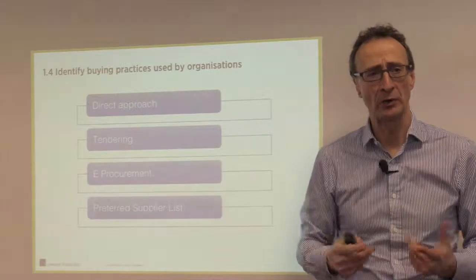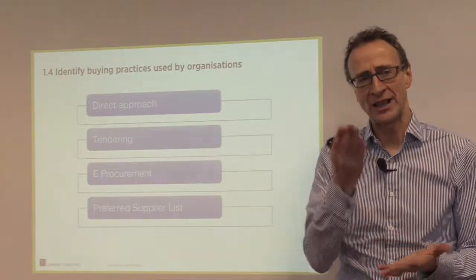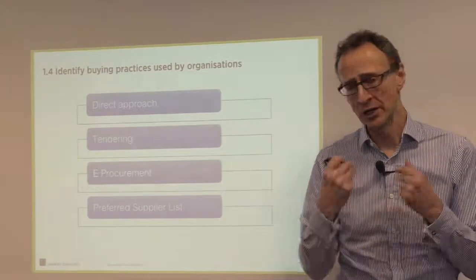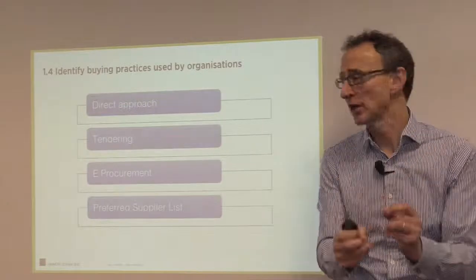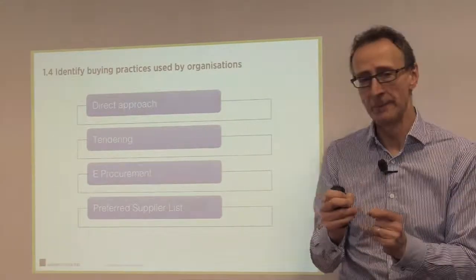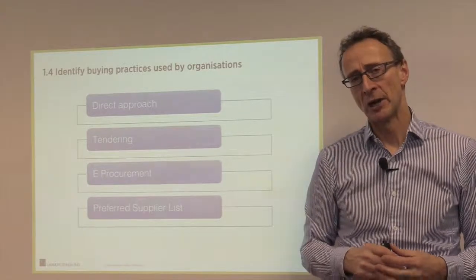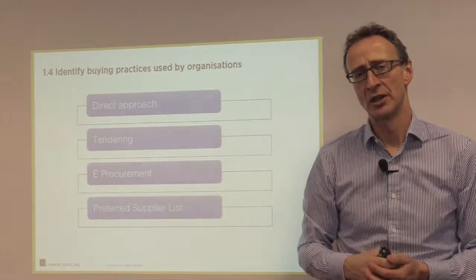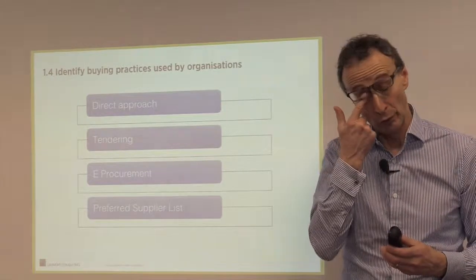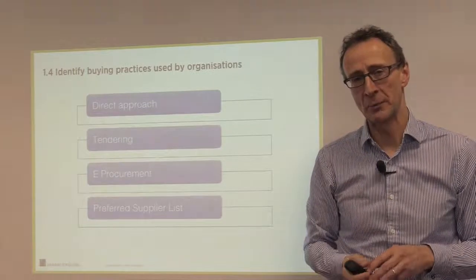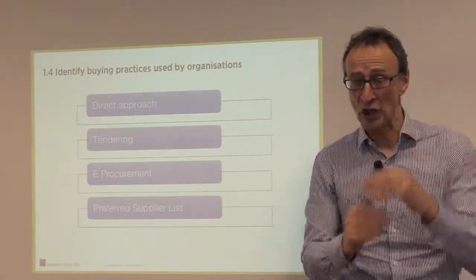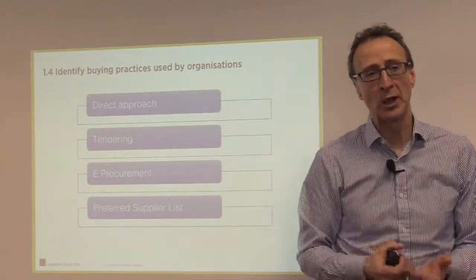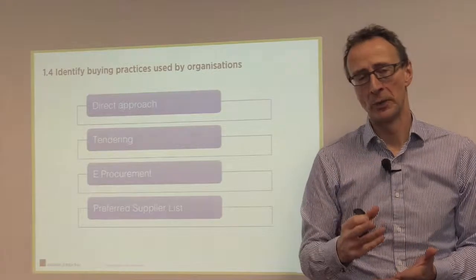In terms of direct approach, this is when you contact an individual supplier direct. So it is what it is. You know, you're going to pick up the telephone, you're going to send out a direct mail, you're going to contact this organisation to do business with. Tendering, this is where an organisation sends out an invitation to a number of organisations to tender for their business. Of course, if you want government work, this is pretty much going to be the only way. If it's over a certain level of revenue, it's pretty much the only way that you're going to deal with them. E-procurement is becoming more and more popular.